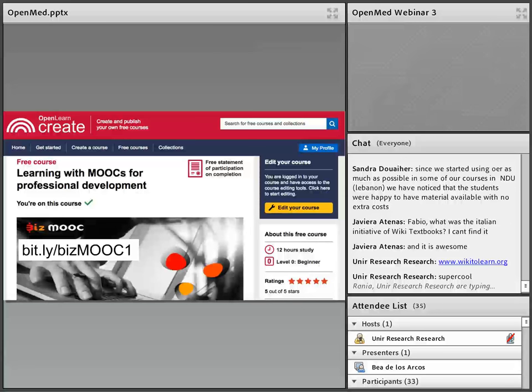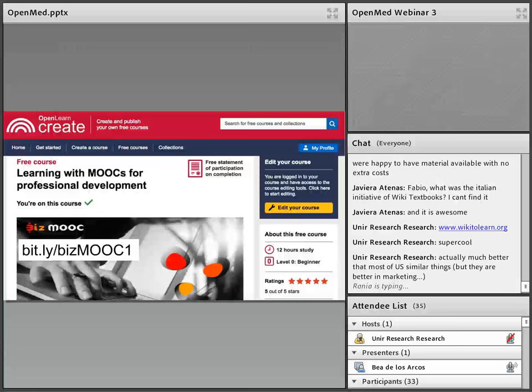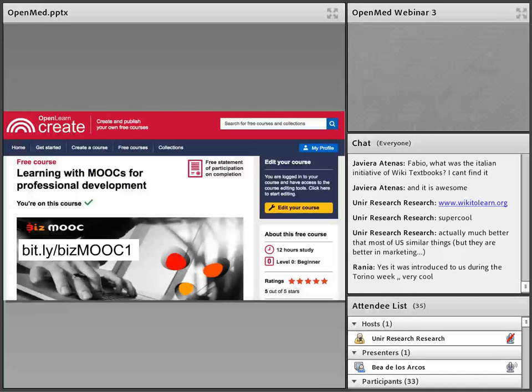And the thing about this MOOC is that for starters, it was created on a free platform. So it's created on OpenLearn Create, which is the Open University's free platform for anyone and everyone to create a course. So you probably know about OpenLearn already. OpenLearn is where you can access courses created by the Open University. What you have with OpenLearn Create is the platform. It's a free platform that anyone can use to create a course.